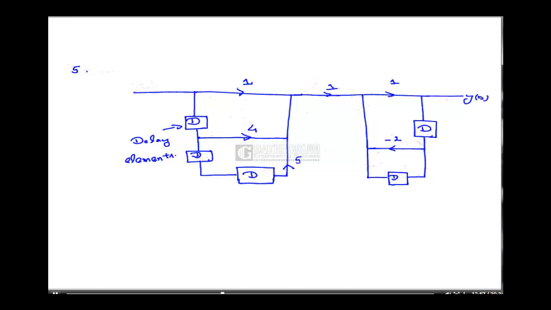Here I am getting output y[n] and my input is x[n], with feedback coefficients 2 and 3. For the given figure, I need to find the expression for y[n] and the transfer function Y(z)/X(z). I need to find both of these.